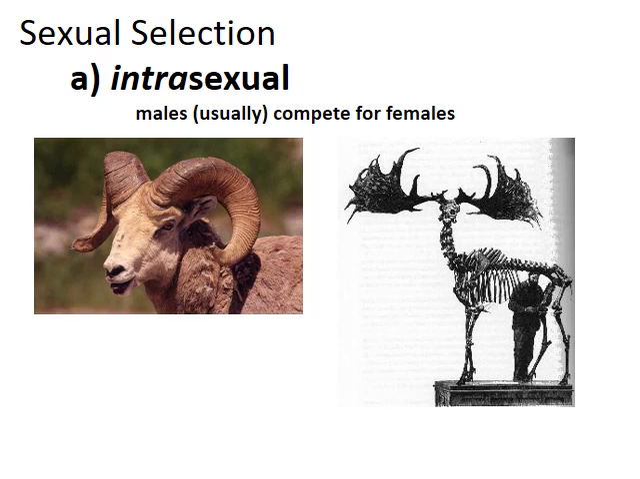So we have two types. We have sexual selection that occurs between members of a sex fighting for another sex, males usually competing for the females. That's why we see big horns on these big horned sheep, because the males use them to battle against each other. This is called intrasexual.